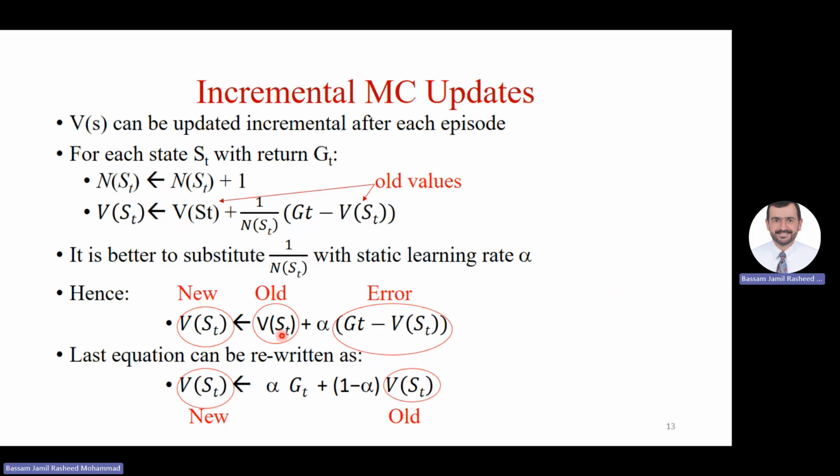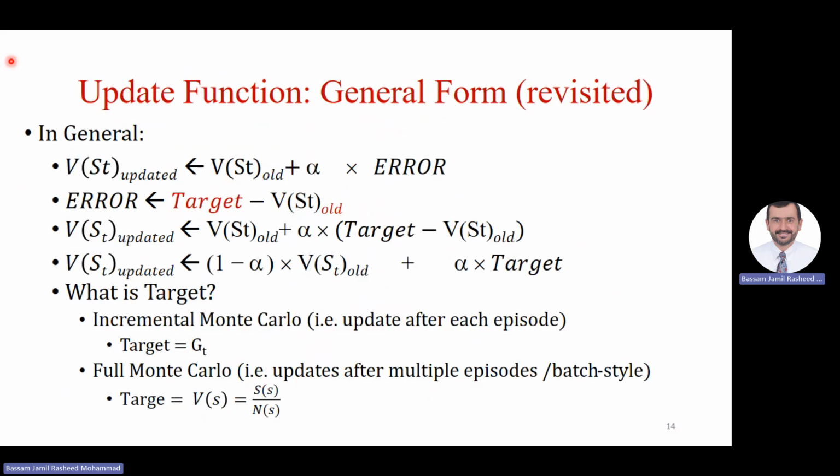So now my equation looks like: the new updated state value gets the value of the old one plus the learning rate times (Gt, that's the total discounted return, minus the old state value). Now I can reorder the terms: alpha times Gt plus (1 minus alpha) times the old V(St), and that goes to the new V(St). These are the update equations for incremental Monte Carlo.